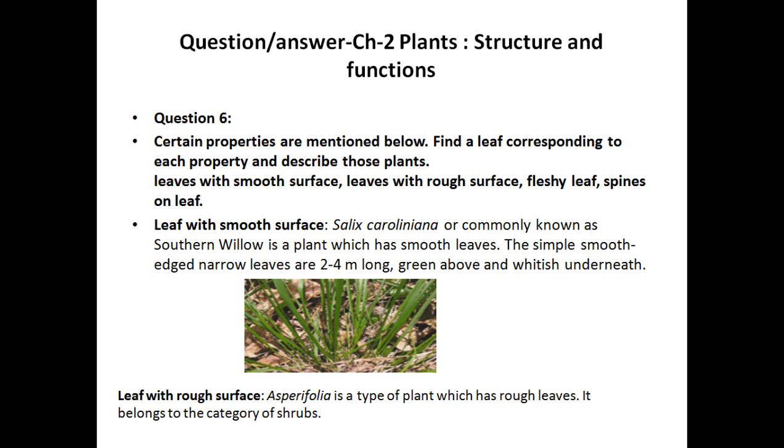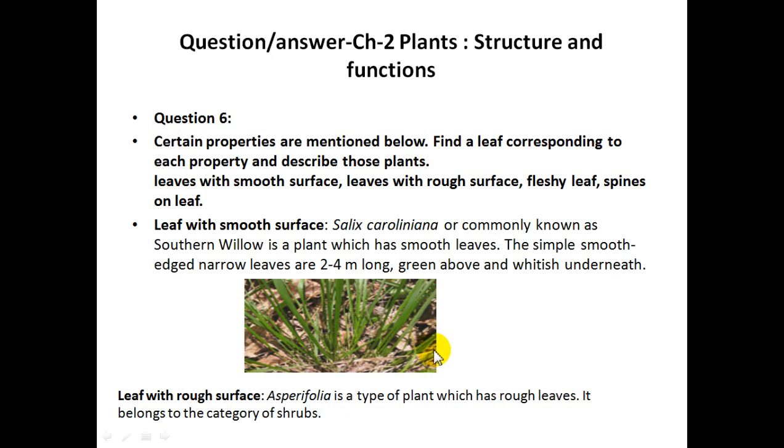First example is Salix caroliniana, commonly known as southern willow, a plant which has smooth leaves. The simple, smooth-edged, narrow leaves are 2 to 4 meters long, green above and whitish underneath. So this plant has long leaves, 2 to 4 meters long, with a smooth edge, and they are narrow. Okay, you can see the image is given here.